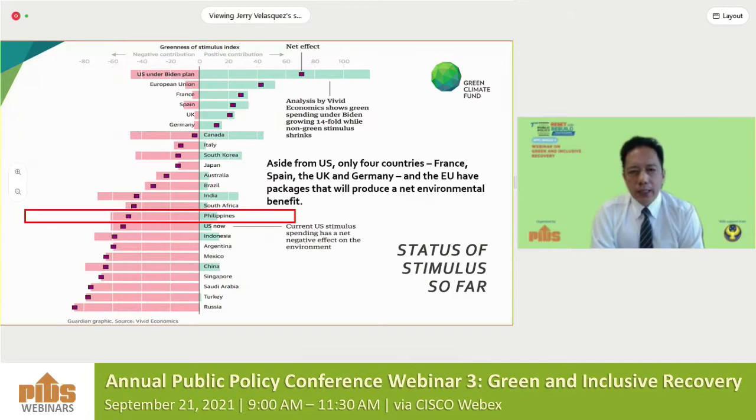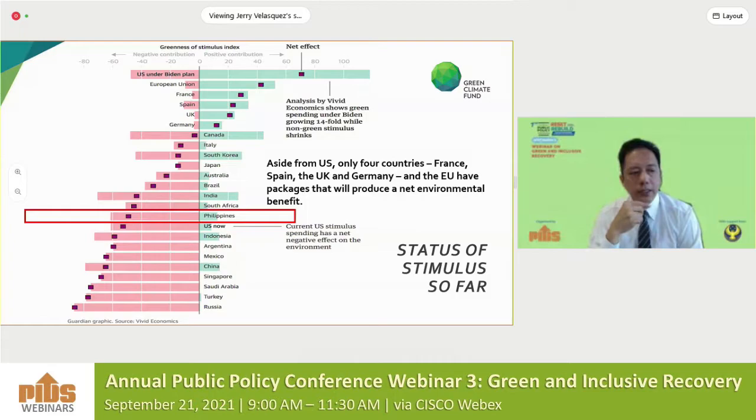This is an example from Vivid Economics, from the Guardian newspaper. As you can see, the Philippines is shown there in terms of its economic recovery stimulus to COVID-19. The green bar is the positive aspect, and the red bar is the negative aspect. What we want is a net positive aspect. As you can see here, very few countries do, and by the way, the US is actually lower than the Philippines in that graph before President Biden. However, with the measures now under President Biden, they will be number one.